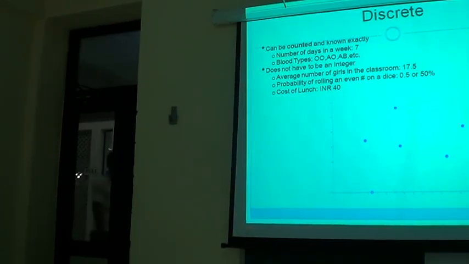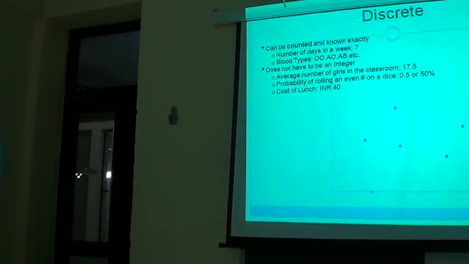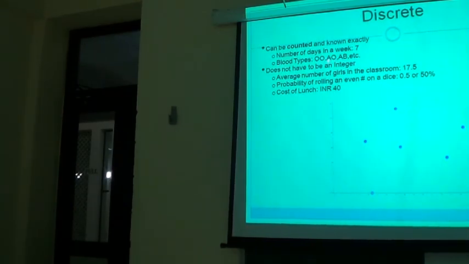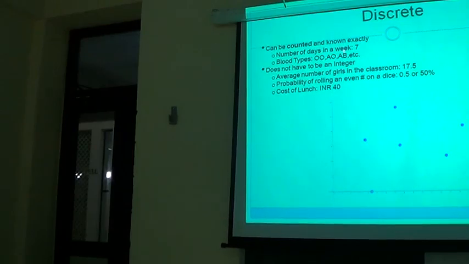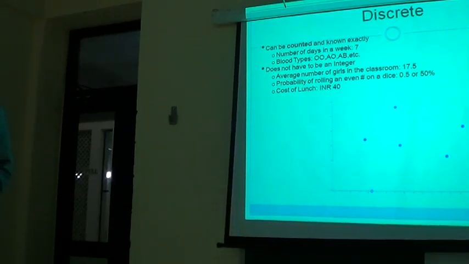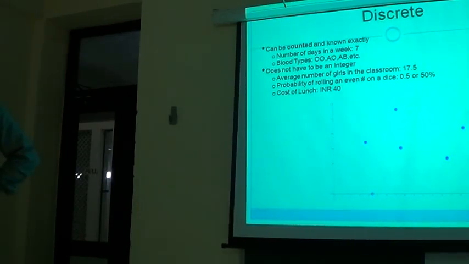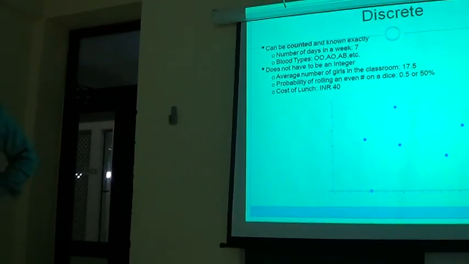The number of days in a week, we know it is 7. The number of work days in a week in this interval is 5. Blood types: O, A, B group. All these we can count. There is no fraction in this kind of measurement. But it does not have to be an integer also. The average number of girls in a classroom, 17.5, is not an integer. But again, that is a discrete variable.